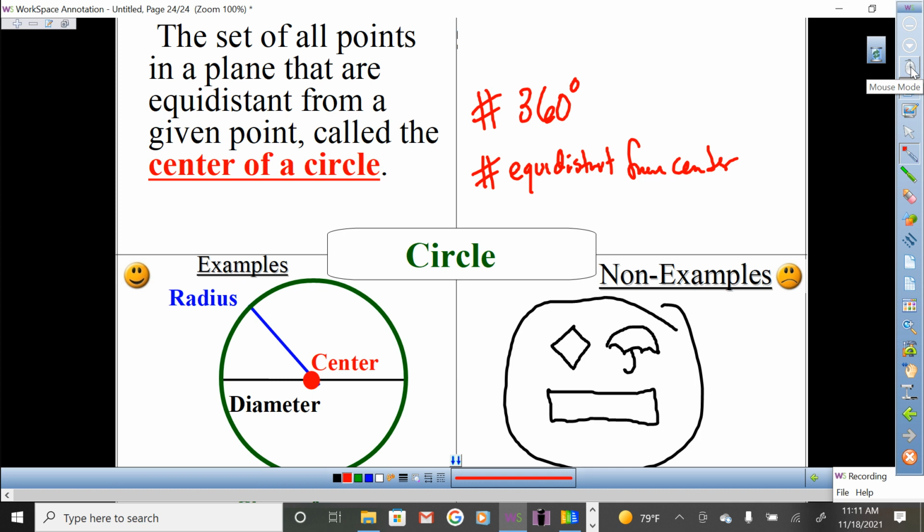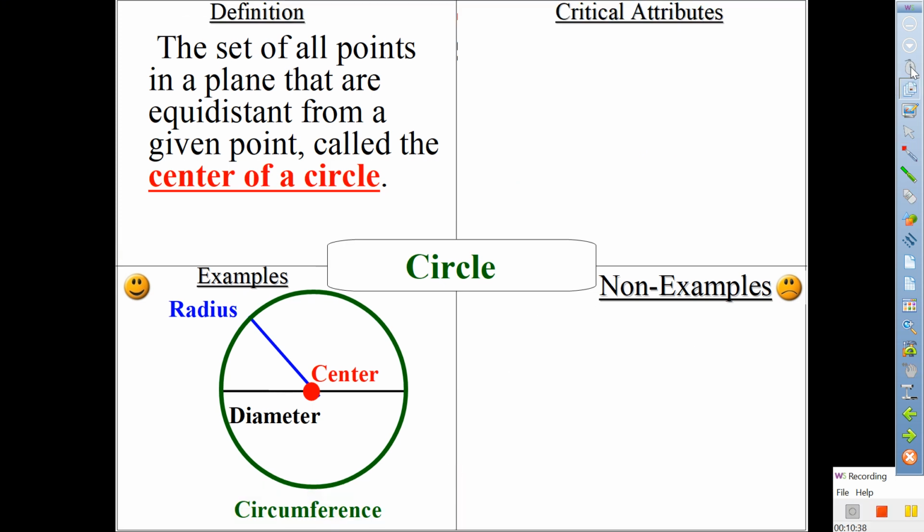So, turn your paper over, copy this down. Now that we know what a circle is, let's find out what the standard form equation of a circle is. Write this down. The standard form of the equation of a circle is (x minus h) squared plus (y minus k) squared equals r squared. (x minus h) squared plus (y minus k) squared equals r squared.